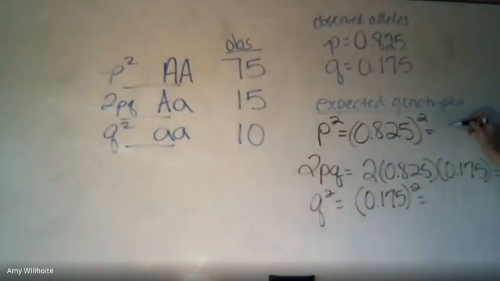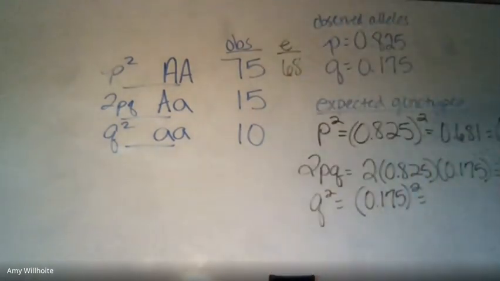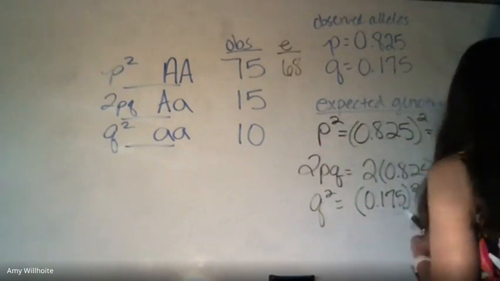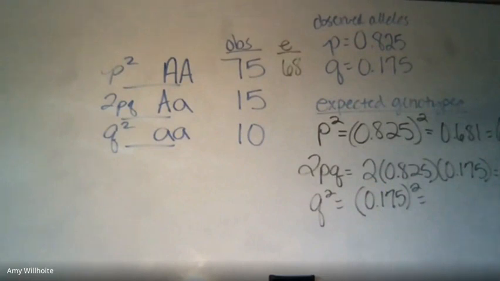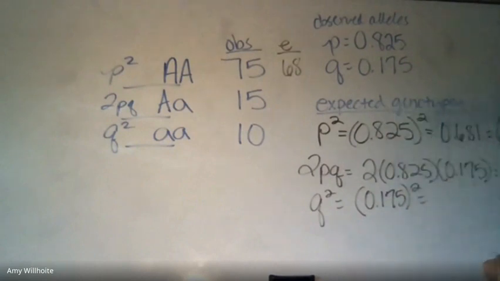Okay, so Jack, what did you get for the p squared value? I got 0.681. Okay, so that equals 68 for this, right? So expected is 68 here. What did you get for 2PQ? 0.031. So that's 31. Oh wait, that's Q squared, I'm sorry. 0.289 is 2PQ. I did mine out of order. Is that what everyone else got? Yeah, basically 29.